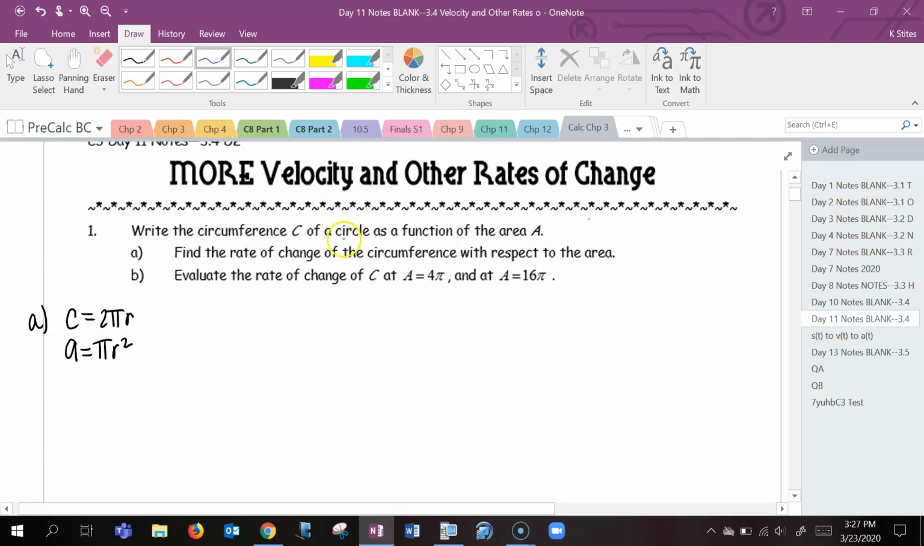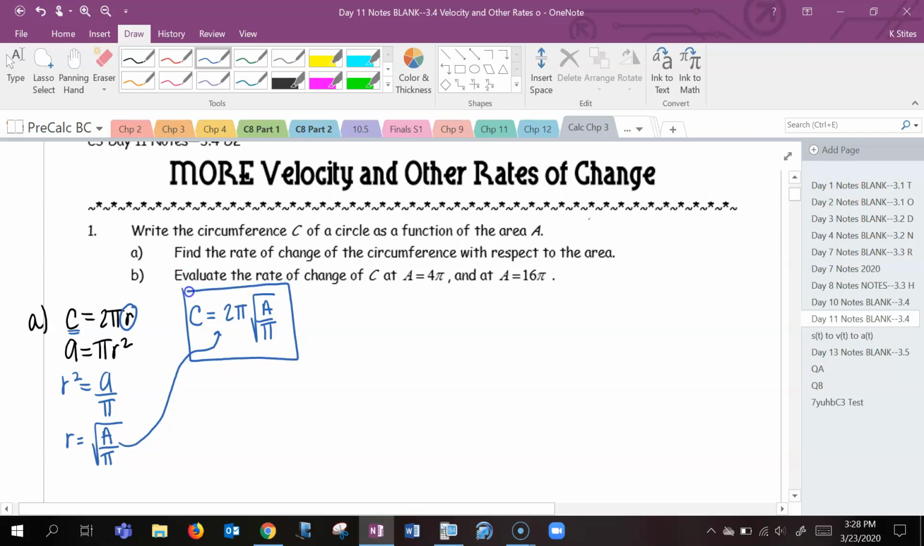So I'm writing the circumference. I want this to be C equals, but as a function of area. Right now it's a function of radius, so I need to solve for radius in my equation over here, and square root that. My radius has to be positive, so I'm not going to put my plus or minus. I'm doing that on purpose. So circumference is 2 pi square root of area over pi. That's circumference as a function of area. Beautiful equation. You're totally going to use that all the time.